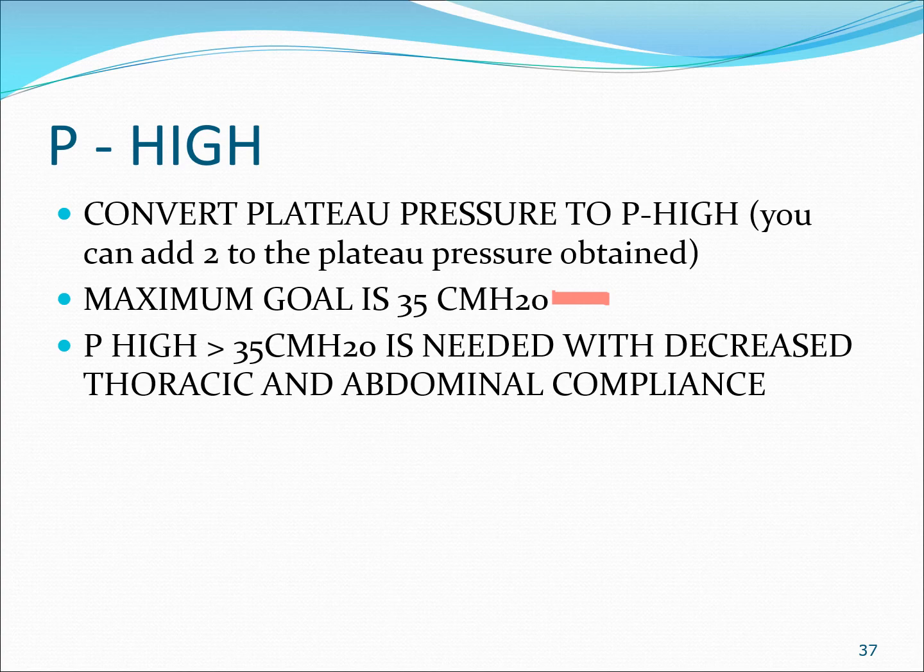A P high greater than 35 is needed with decreased thoracic abdominal compliance. What do I mean by abdominal compliance? If you have a morbidly obese patient, your plateau pressures may be higher because you're splinting open the thoracic cage and the abdomen, which is really big in these particular patients. But under normal patients, you really want to keep the plateau pressure under 35, or your P high under 35, but if you happen to have a big patient, you may want to increase it.